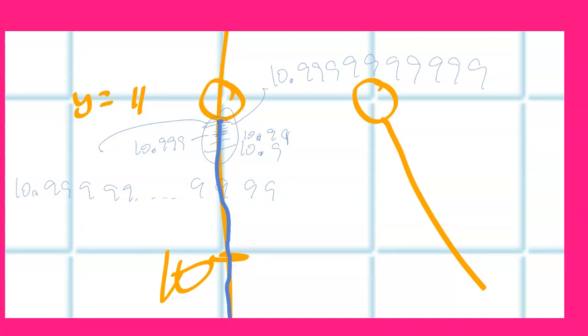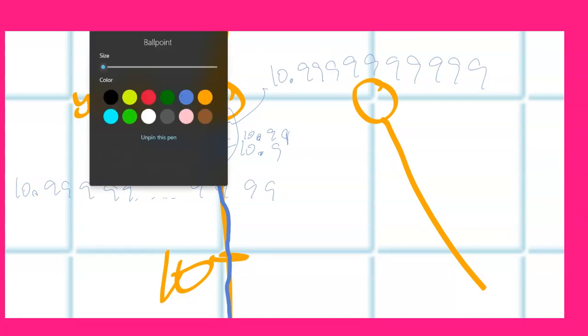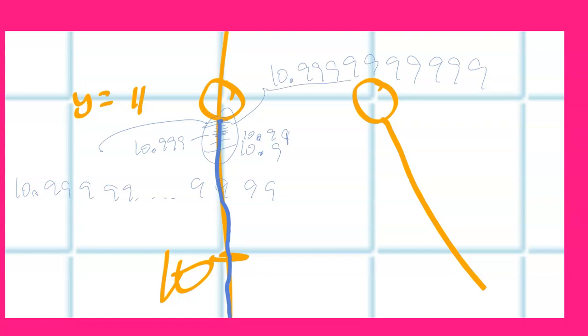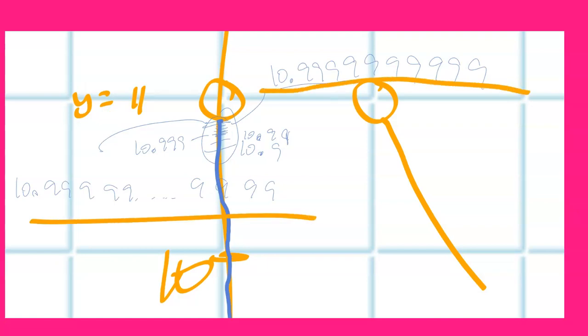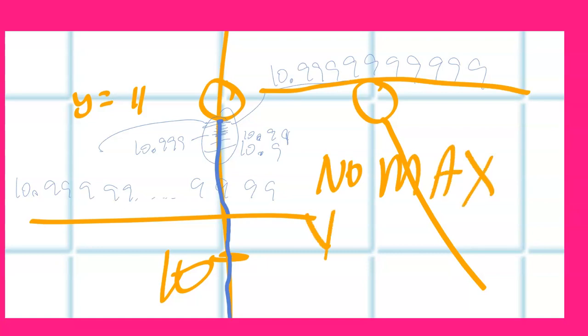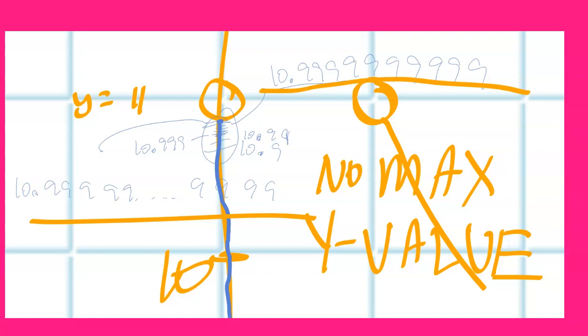For that reason, it doesn't matter whether you choose this number here or this number here, I can come along and always attach one more 9 to the end of your string of numbers. That means I can get as close to 11 as I want without ever reaching it. The conclusion, therefore, is something like this: no max y value. That's what happens when you have holes like this.